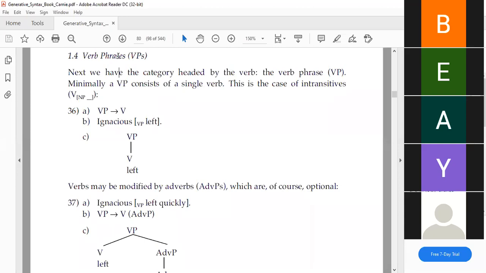What is a VP? The verb phrase is a phrase headed by a verb. So the verb is the only obligatory element in that phrase. That's why in a sentence like Ignatius left, it's enough to say left is the verb, and in the tree, VP, branch, this line, and then V, and then left. John smiled. The same thing: smiled, VP, V, smiled.